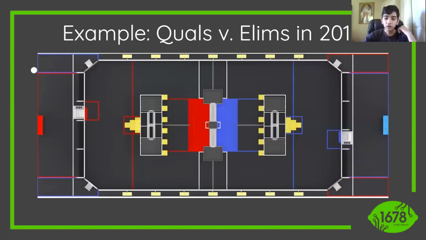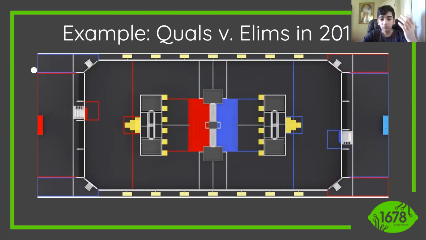So a really good example of situational thinking to come up with multiple autos is quals versus elims in 2018. For anybody who doesn't quite remember, in 2018, this is how the game map looked. You had these cubes, right? And these cubes would basically be used to stack onto either the switch or the scale. And depending on whether your cubes weighed the scale down onto your side or not, you would earn points on a time basis.